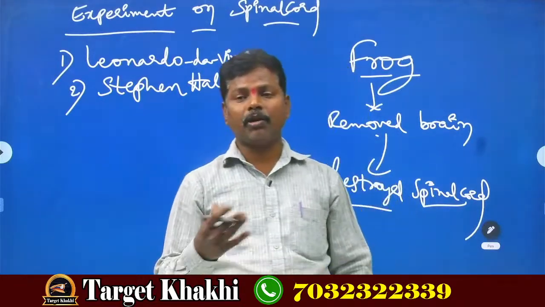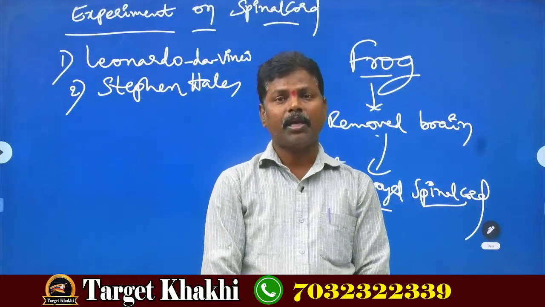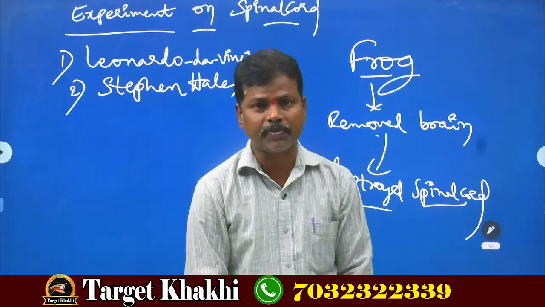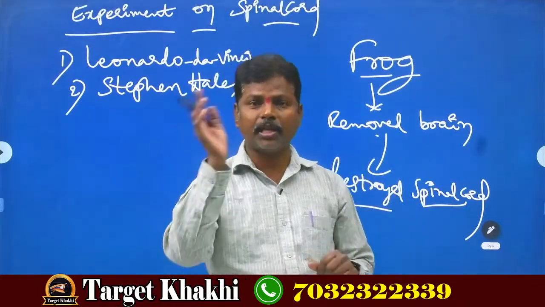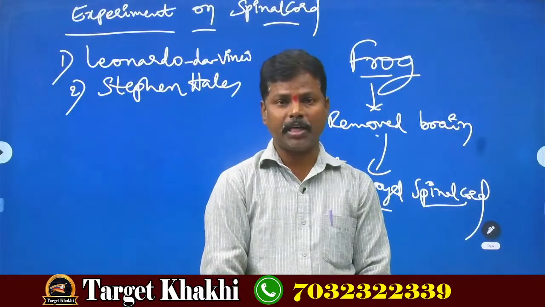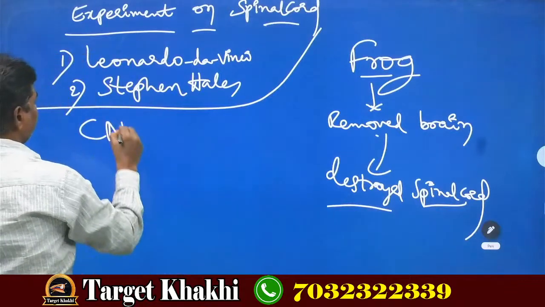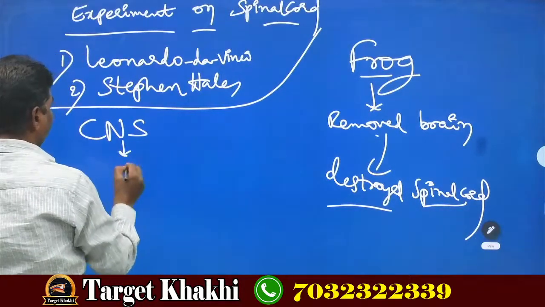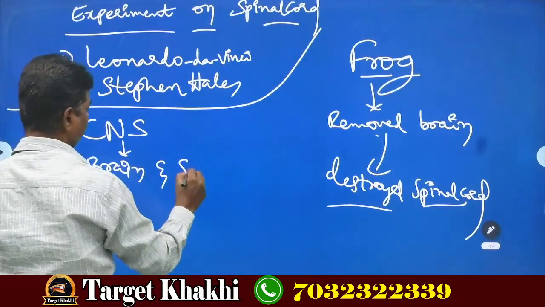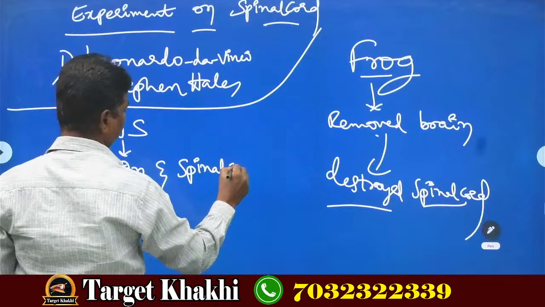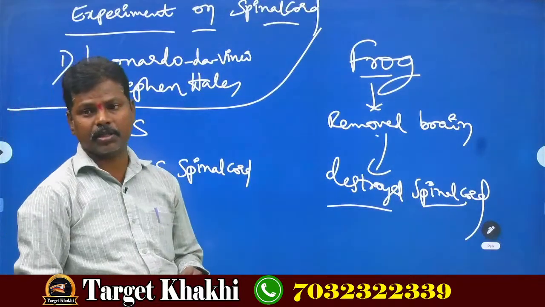So in total, how many nervous systems are there? Three types of nervous systems are there: central nervous system, peripheral nervous system and autonomous nervous system. What is central nervous system? Brain and spinal cord together are called the central nervous system. So we discussed that. What is that once again? Central nervous system, nothing but brain and spinal cord.